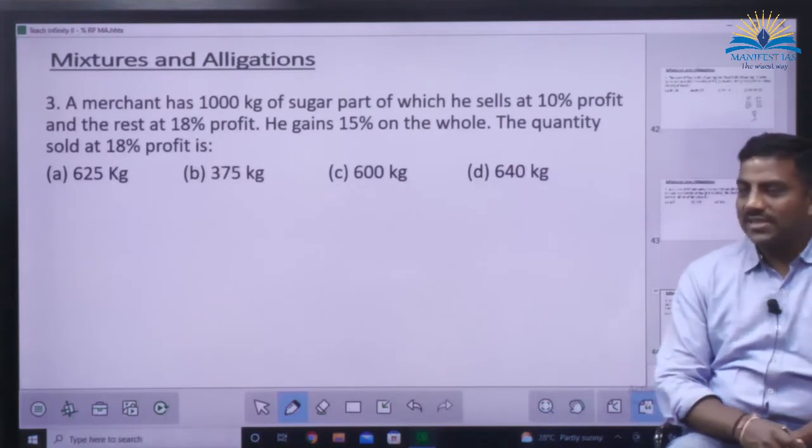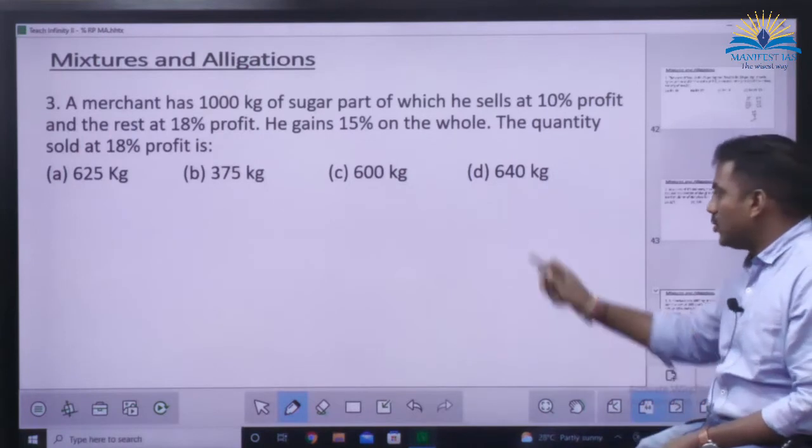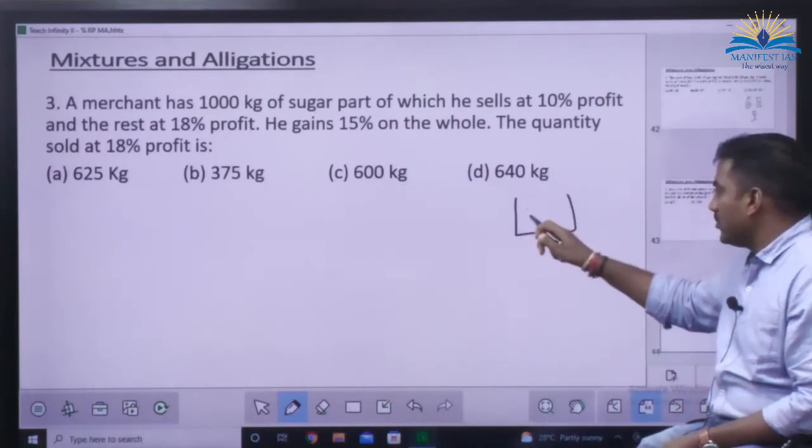A merchant has 1000 kg of sugar. Merchant has totally 1000 kg sugar.